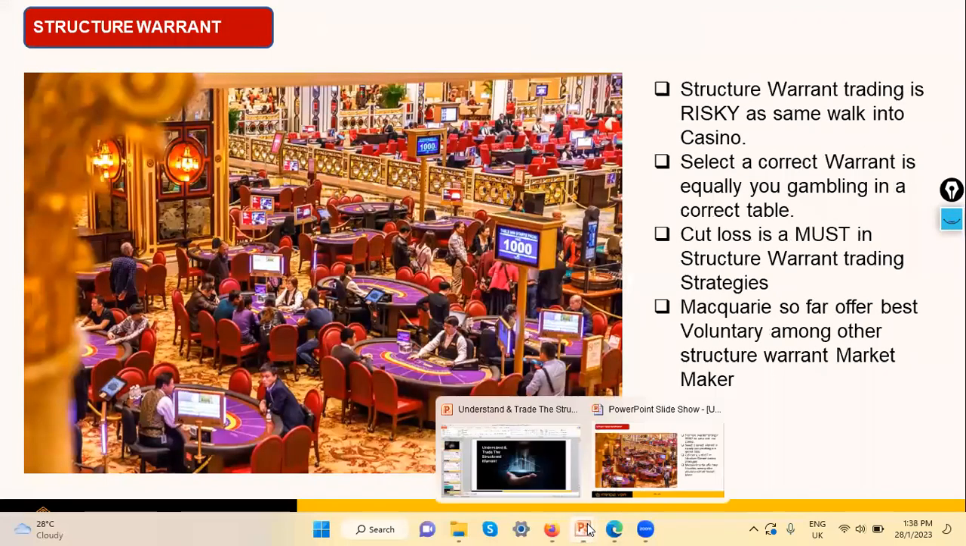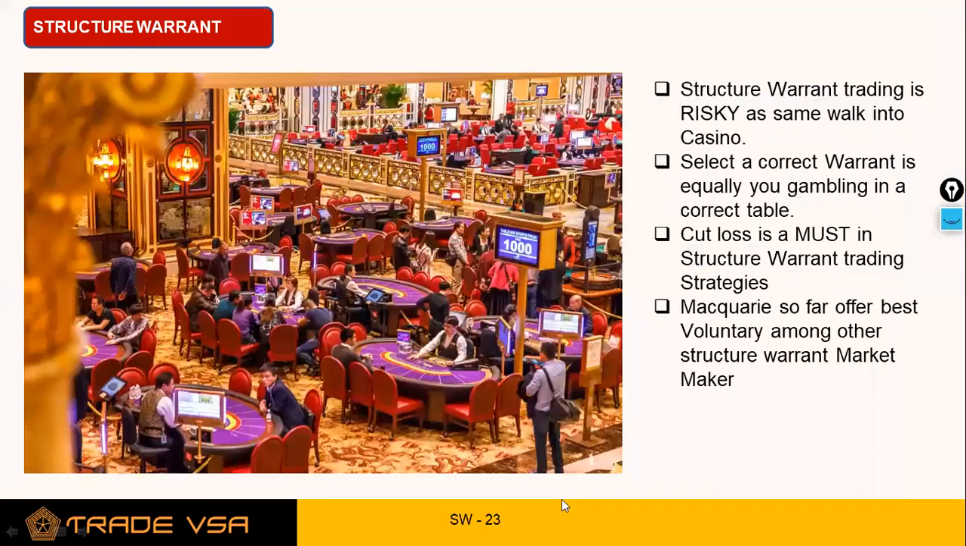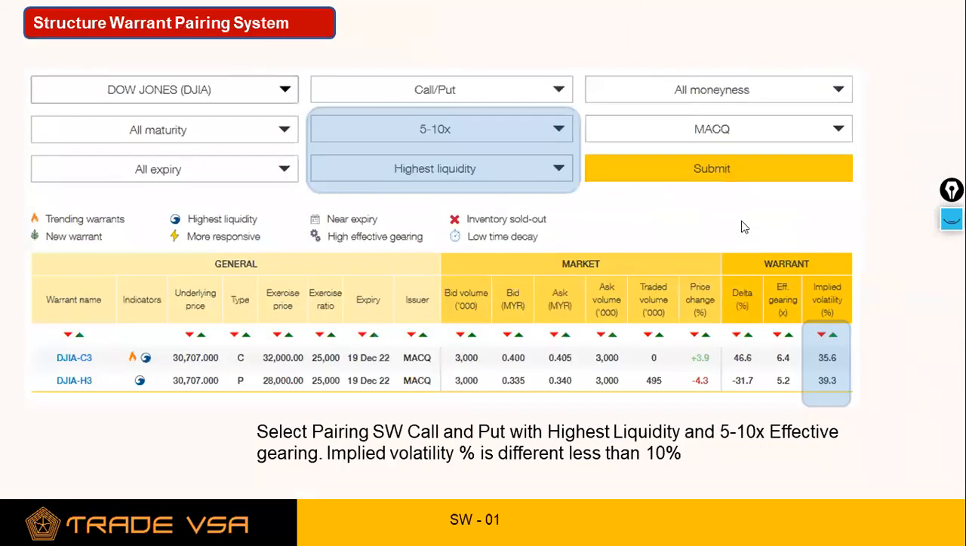Besides cut loss and how to take profit in structured warrants, we will also introduce you to a pairing method. A pairing method is actually pairing two structured warrants together. Like this pairing, this is some slide from the training material.